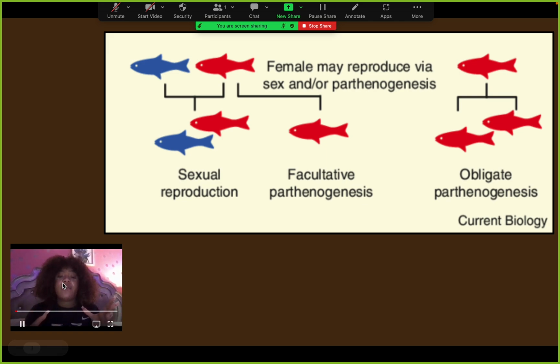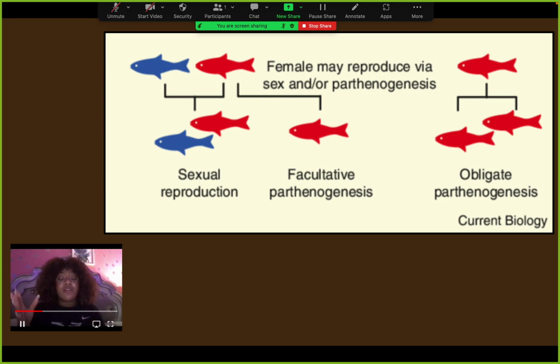So here we have a visual representation of the multiple forms of reproduction that we have discussed thus far. So on the far left, we have a blue and a red fish. The blue represents a male fish, the red represents a female fish. These two fish mate and produce both male and female offspring. This is a prime example of sexual reproduction.